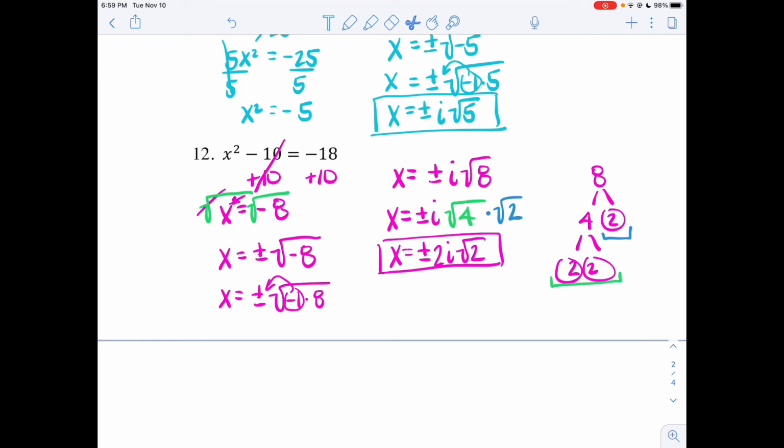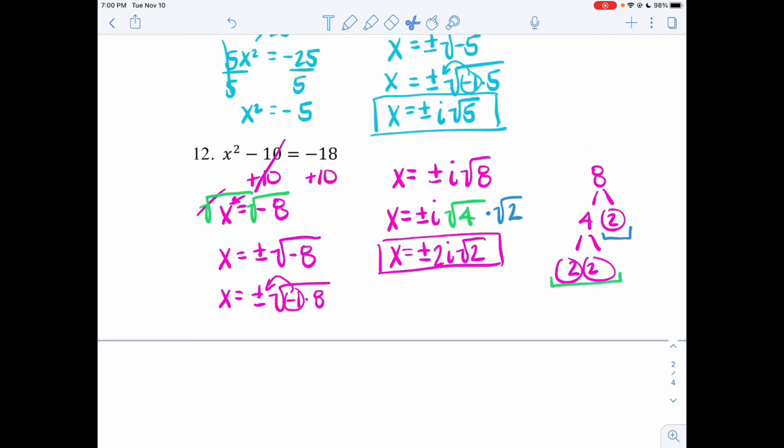Remember that taking the square root of x squared is just going to leave me with an x because the square root and the squared cancel out, and that will leave me with the positive or negative square root of negative 8. I can rewrite square root of negative 8 as negative 1 times 8 under the square root, and the negative 1 under the square root will come out as an i in the next step. So I have positive or negative i times square root of 8.